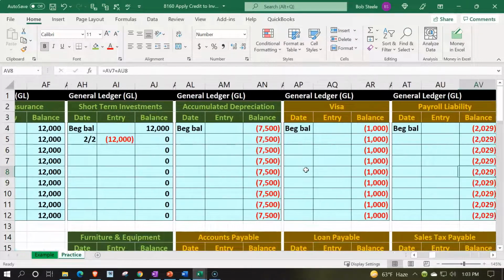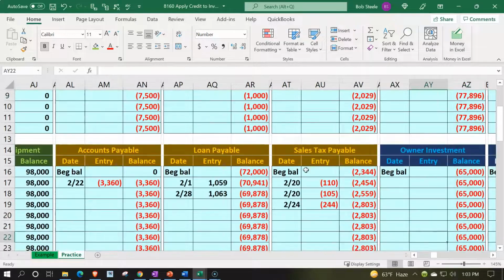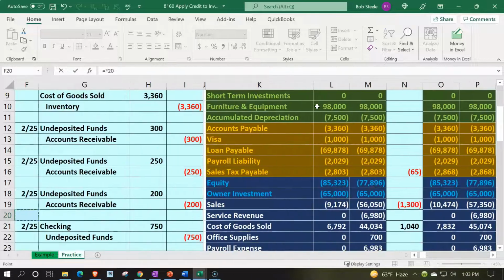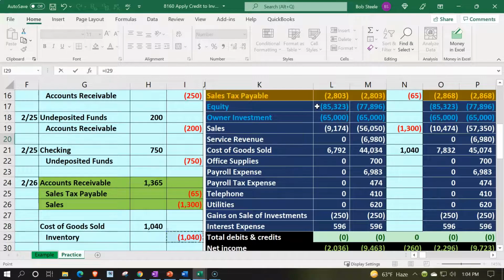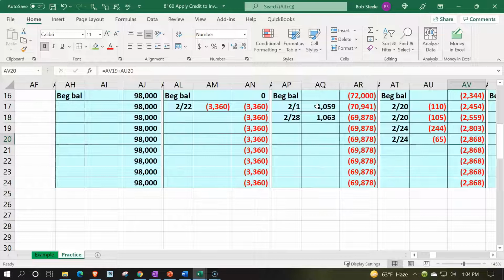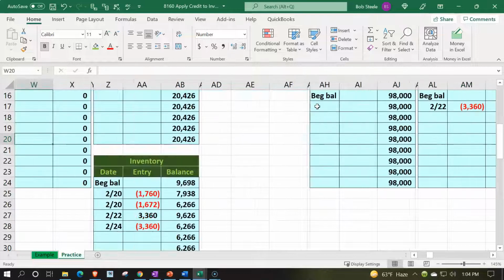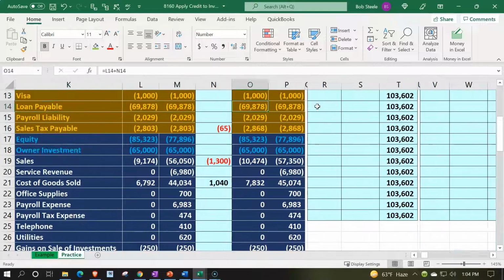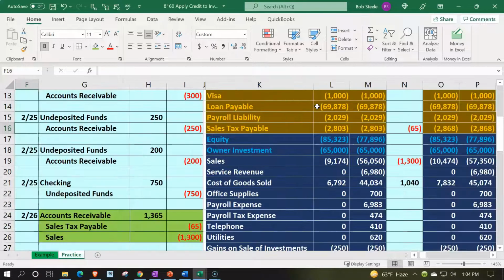So let's scroll over and find that one. Let's find it and post to it. It's at AU. It's at cell AU20 equals, and then we're going to go left to the wall, and scroll down, picking up the sales tax payable, increasing it to the 2868, which should match what's on the trusty TB trial balance, which it does. And so that's the first half.